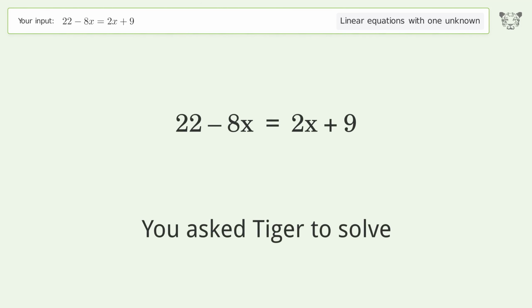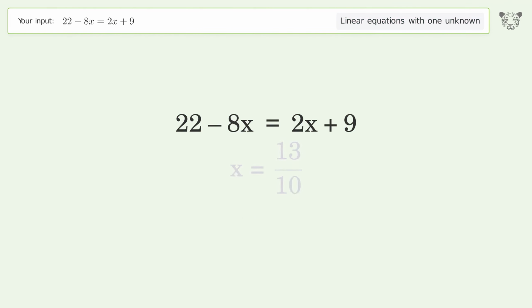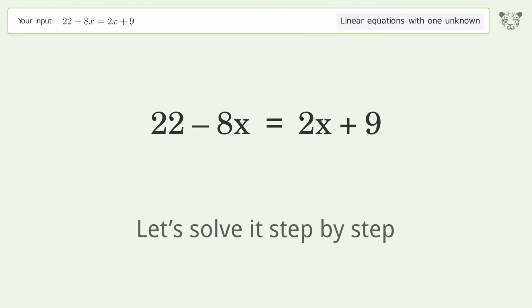You ask Tiger to solve. This deals with linear equations with one unknown. The final result is x equals 13/10. Let's solve it step by step.